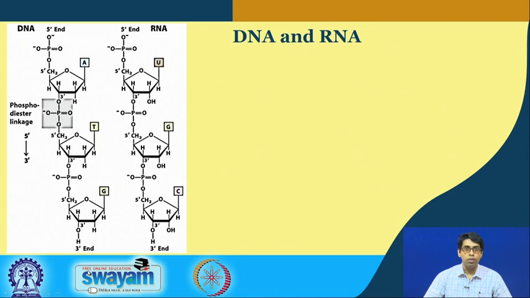This phosphate is attached to the 5 prime carbon, so this is referred to as the 5 prime end, and this OH, so this is the 3 prime carbon, and this is referred to as the 3 prime end. So, just like a protein where we have the N terminus and the C terminus, in case of DNA or RNA, we have the 5 prime end or the 3 prime end.